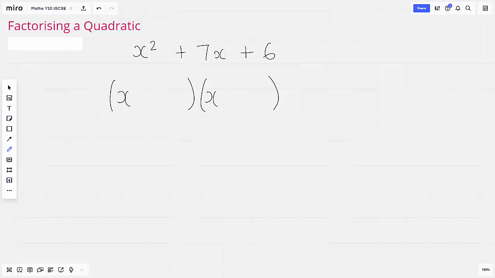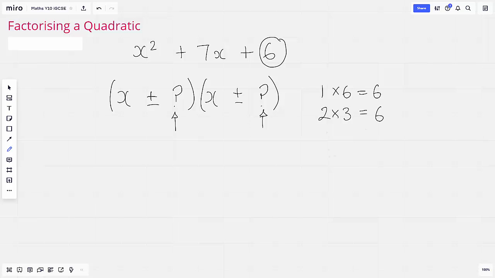The question is, what goes in here, what goes in here, and do we use a plus or a minus to get the result? So we'll start off by investigating this number here, 6. We want to know what numbers put in here and here, multiplied together, can give me 6. In other words, I'm asking what are the factors of 6. Well, we can put those down straight away. We can have 1 times 6 is 6, and we can have 2 times 3 equals 6.